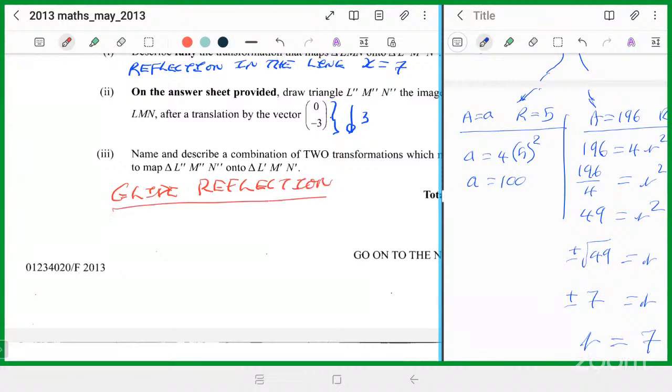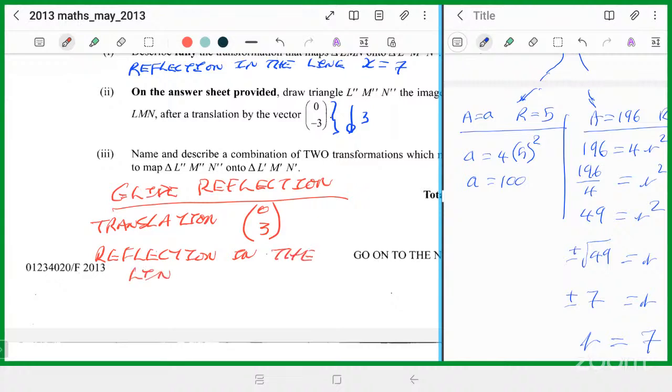A translation is going to be (0, 3), three units up. That's the first one. And the second one is a reflection in the line. So it doesn't matter which of these comes first. No one has to be done first. Those are the two: one translation and a reflection in the line.